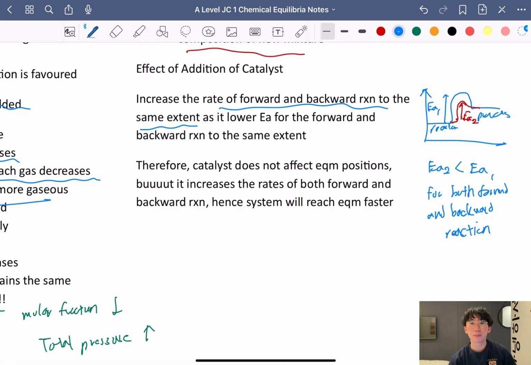And it decreases both to the same extent. And therefore, because of that, the catalyst increases the rate of the forward and backward reaction to the same extent. And therefore, it actually does not have any effect on equilibrium positions. But because it increases the rates of both your forward and backward reaction, the system will reach equilibrium faster.